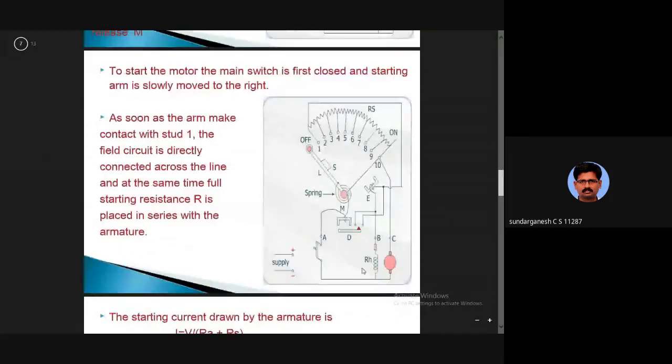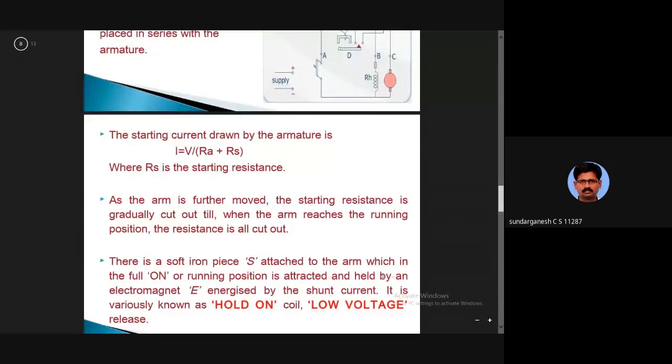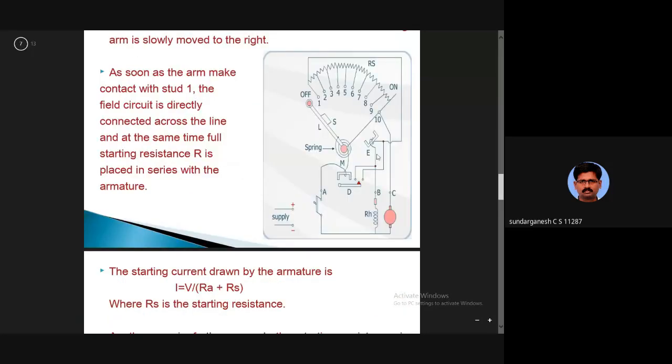There is a soft iron piece, called the soft iron piece, attached to the arm, which in full running condition is attracted by the electromagnet E. This electromagnet will attract this iron piece and it will hold the handle. So it is not necessary to keep the handle by hand.